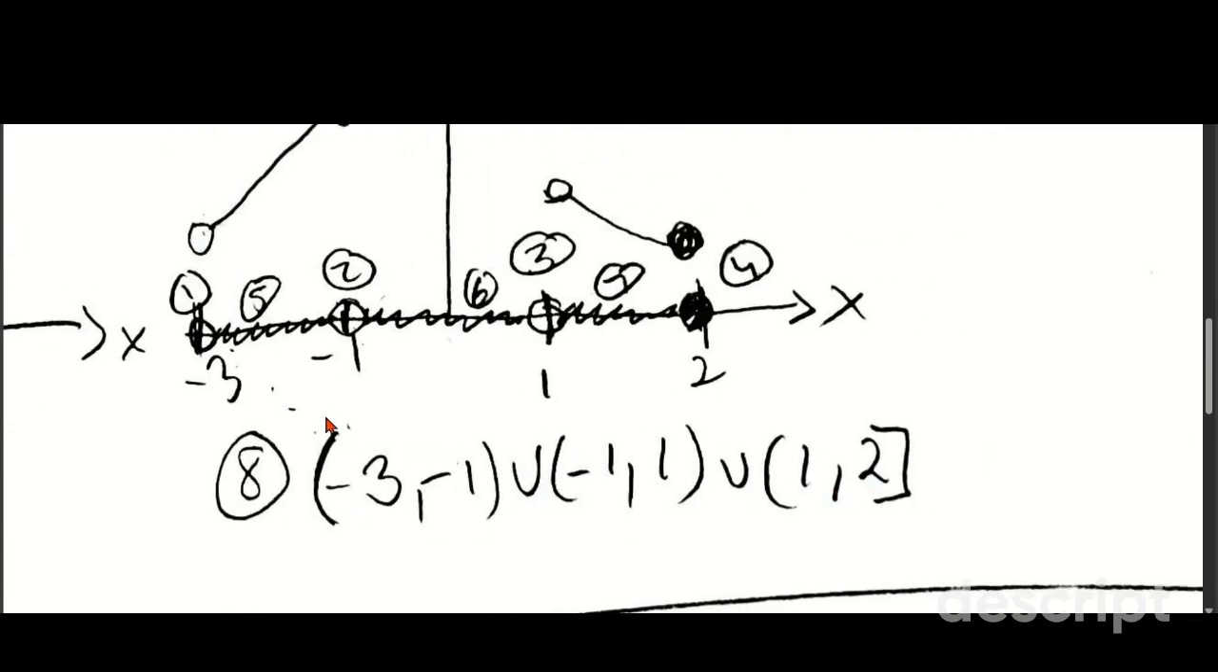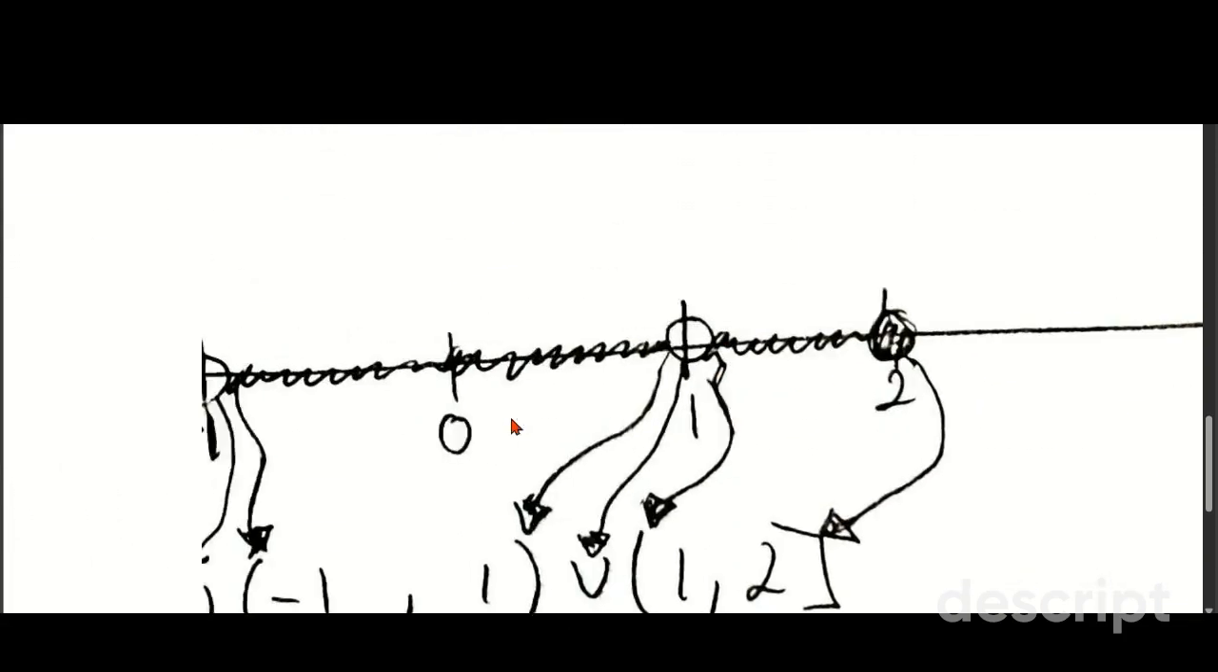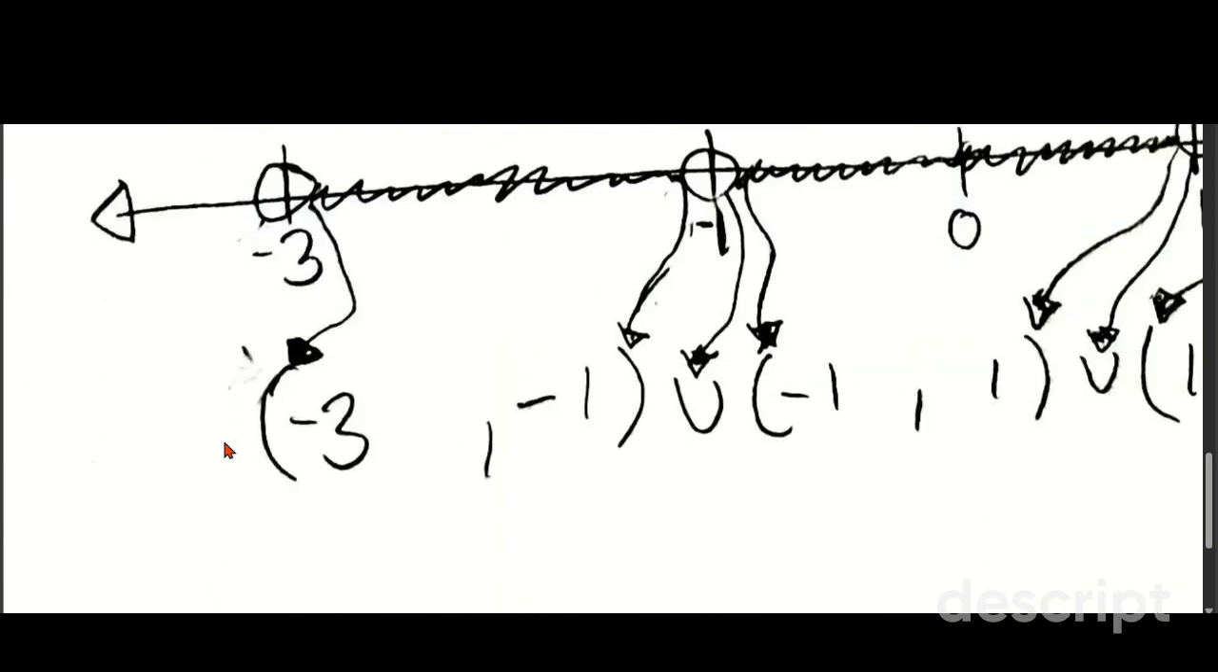That's the trickiest part. Parenthesis, -3 comma -1, union, you jump over the hole, -1 to +1, union, you jump over the second hole, and then you go 1 to 2. This part especially is a bit tricky, so if you want, you can deconstruct it in more detail as follows.